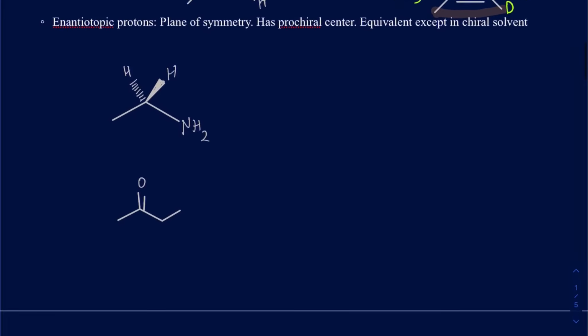Let's talk about enantiotopic protons. With enantiotopic protons, instead of an axis of symmetry, you're going to have a plane of symmetry. What that really means is, if I rotate this molecule by 180 degrees, you're going to have NH2 on this side and CH3 on this side, and then this hydrogen here and this other hydrogen here. So you can't really interconvert those two particular hydrogens on the middle carbon when you rotate it by 180 degrees.